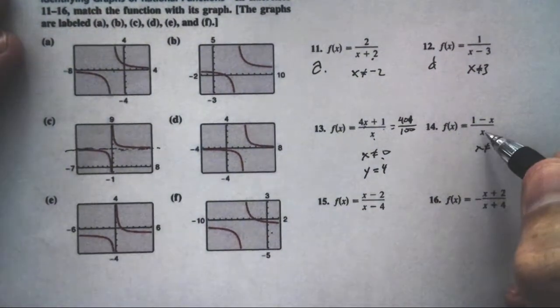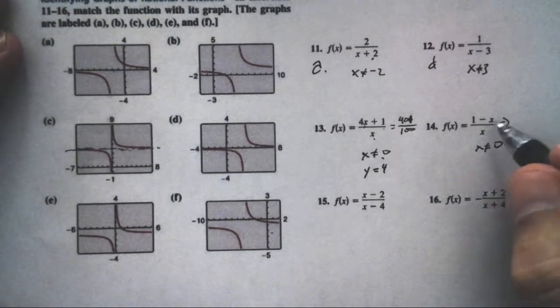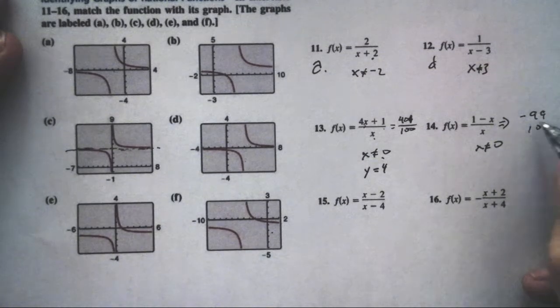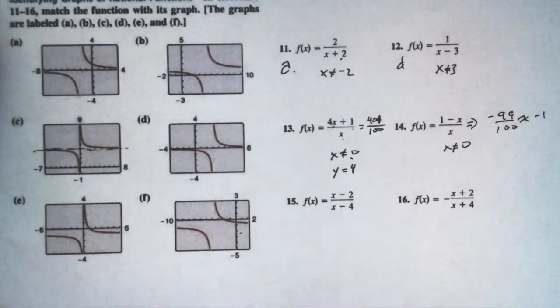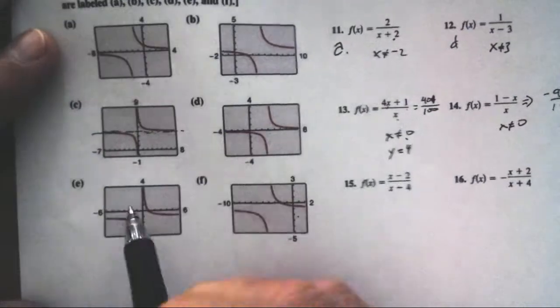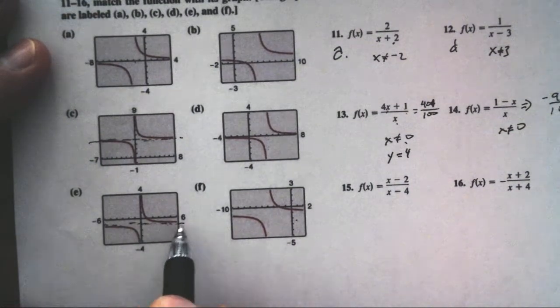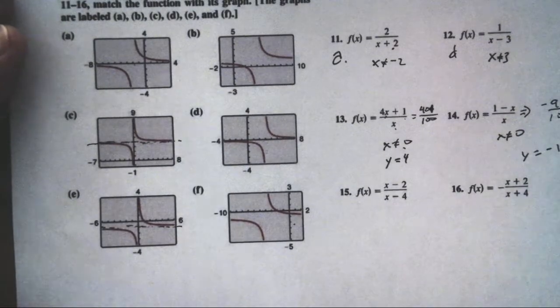Whereas number 14, when x gets huge, let's say I put in 100, I'd end up with negative 99 over positive 100. That's just about negative 1. And there's our other graph right here. If I look at negative 1, it looks like we have an asymptote at y equals negative 1.